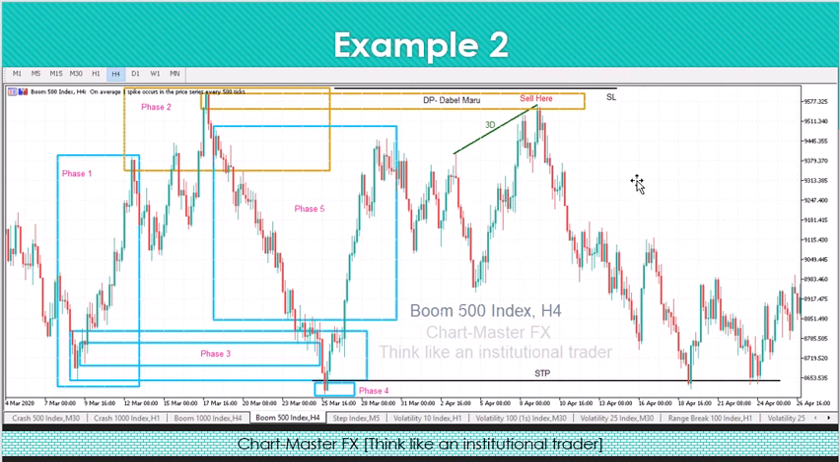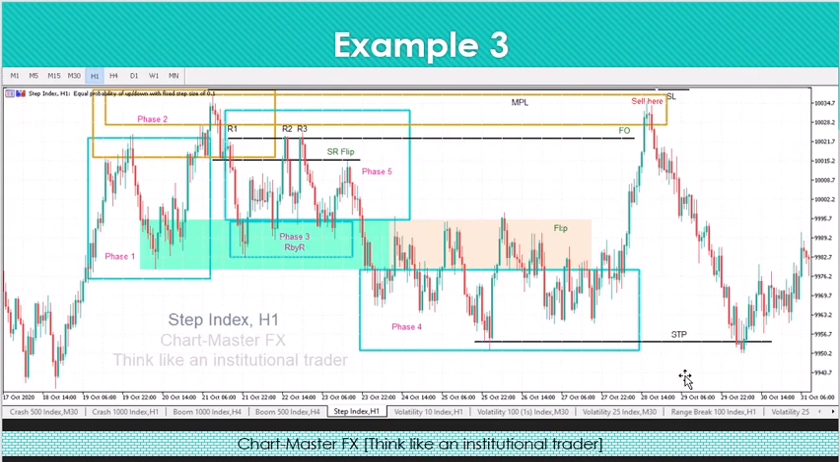If you are a swing trader, you can leave some of your trades, but you take partial profits here, then you leave other trades to run. Let's go to example number 3.